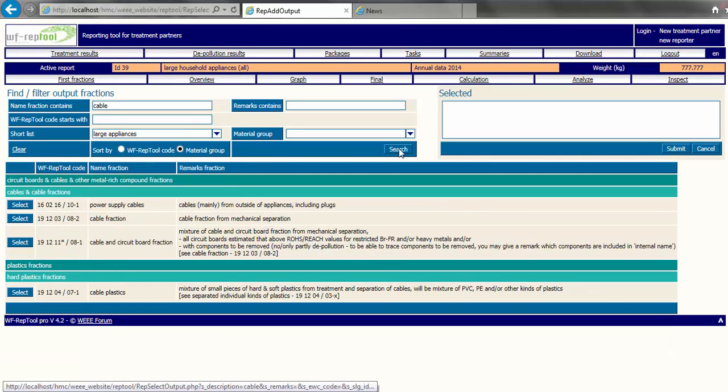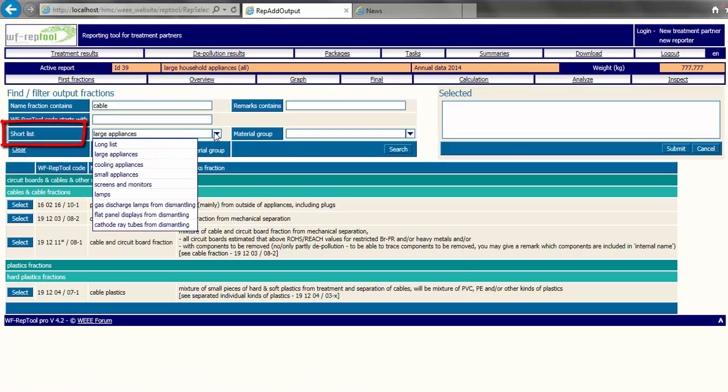Below this filter option, you will see two scroll downs. First, shortlists. This means that we have made limited and shorter lists of output fractions for fractions most commonly appearing in the 5 main input categories and 3 often used components of dismantling. The choice of the shortlist is set by the identification of the input fraction for the report. So in our case, large appliances.